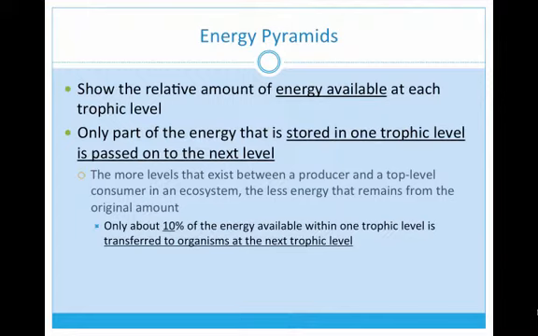So if you go from producers at 100%, only a part of that energy is going to go to the first level consumers. We figure it's about 10% of the energy from one trophic level gets passed on to the next, or transferred to organisms in the next. So if you have 100% at the bottom, 10% goes to the first level. Of that 10%, only 10% is going to go to the next level. The other 90% tends to get lost as heat energy.